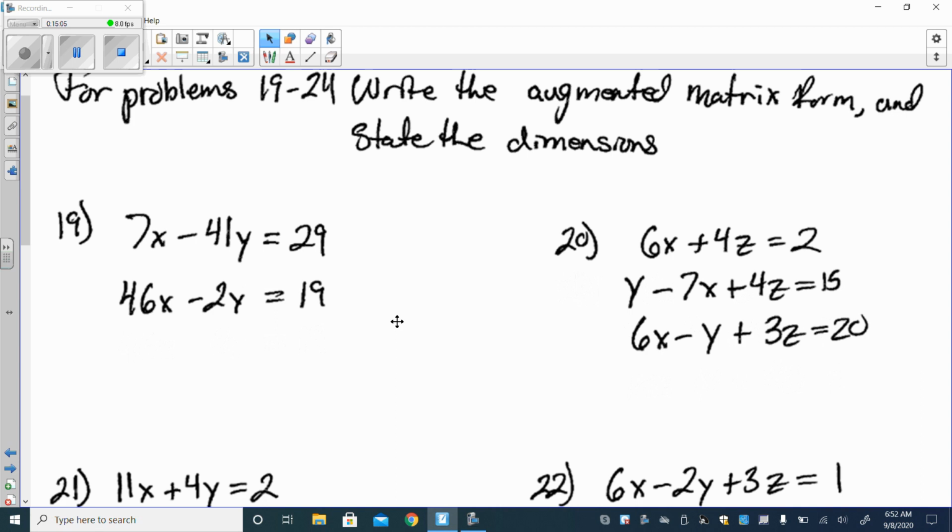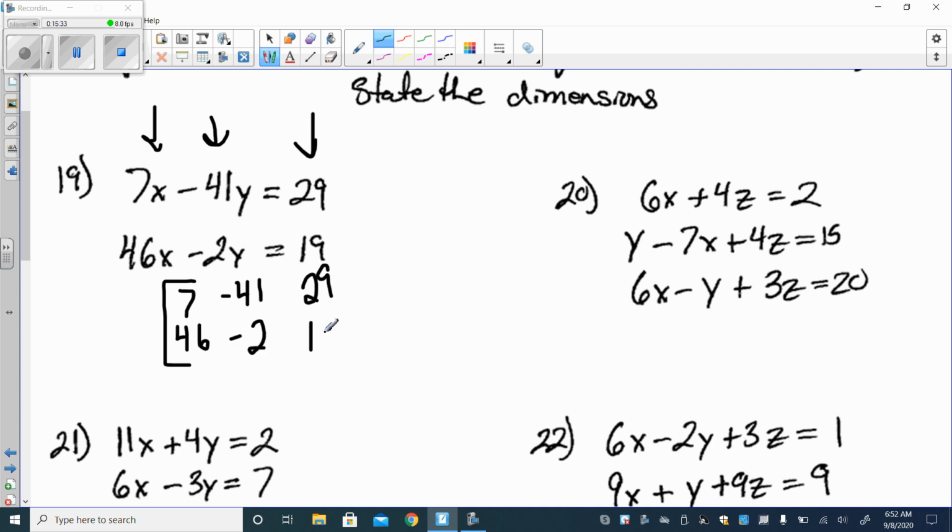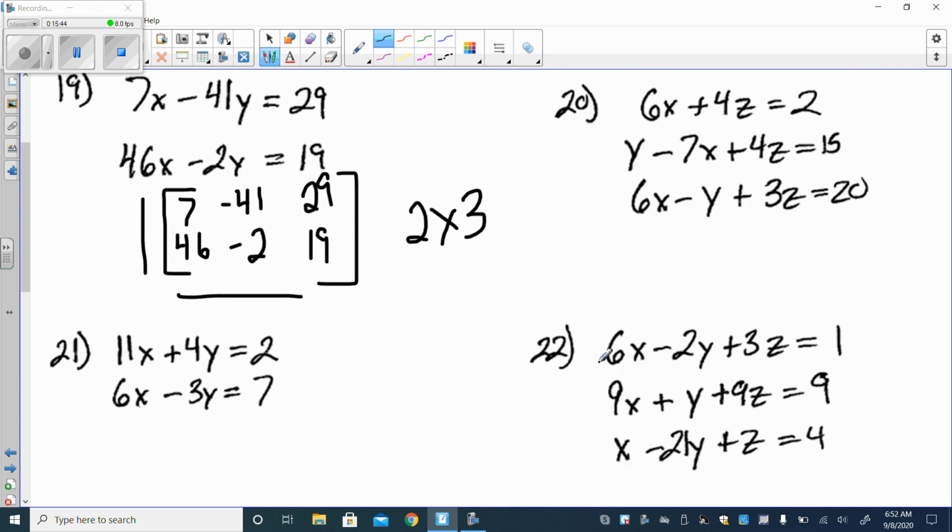Now for these here, writing the augmented matrix and stating the dimensions. One of the big things, again, is that we need to make sure the x's, y's, and our numbers all line up. So 7x, 46x, negative 41y, negative 2y, 29, 19. So they line up, and now we're just taking the numbers. So 7, negative 41, 29, 46, negative 2, 19. And that's it. And this here is a 2 by 3. So those are our dimensions, 2 by 3. And that's all we have to do for this one.